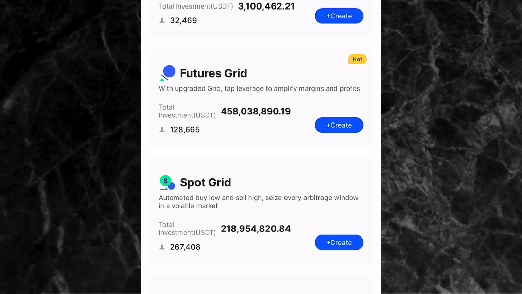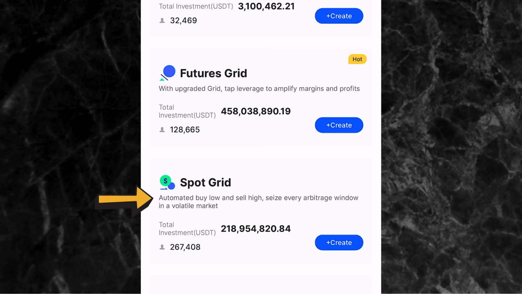Now, I'm going to be starting with the spot grid trading bot. Now, as you can see where the arrow is pointing to, it says automated buy low and sell high, sees every arbitrage window in a volatile market. So what this means is that if you set this spot grid trading bot, the trading bot will be helping you to automatically buy low and also sell high. So you are taking advantage of arbitrage windows in a volatile market and you are making your profit consistently. That's what the spot grid trading bot will help you to do.